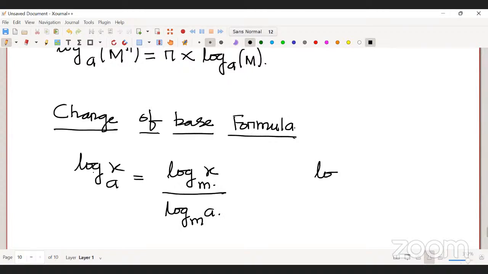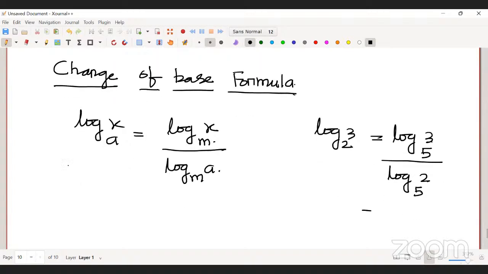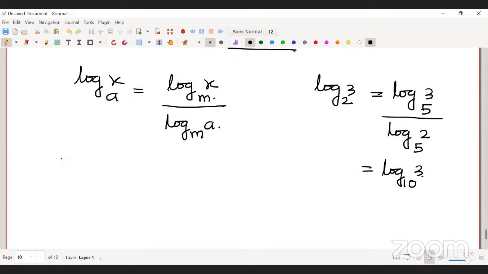Suppose you have log 3 base 2, you can write it as log 3 base 5 divided by log 2 base 5, and the same thing you can also write as log 3 base 10 divided by log 2 base 10. You can change the base as per your choice. So one of the crucial things about this change of base is that you can change it to your convenient number, and do your calculation accordingly.